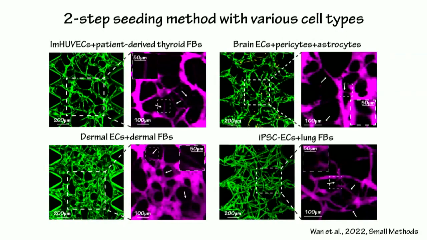And this two-step seeding method can be used not only for the immortalized cells, it can also be used for the patient-derived fibroblasts. They can be used for dermal endothelial cells and dermal fibroblasts to mimic the skin model. And it can also be used for brain endothelial cells, pericytes, and astrocytes to mimic the BBB system. And it can also be paired with the iPS-derived endothelial cells.